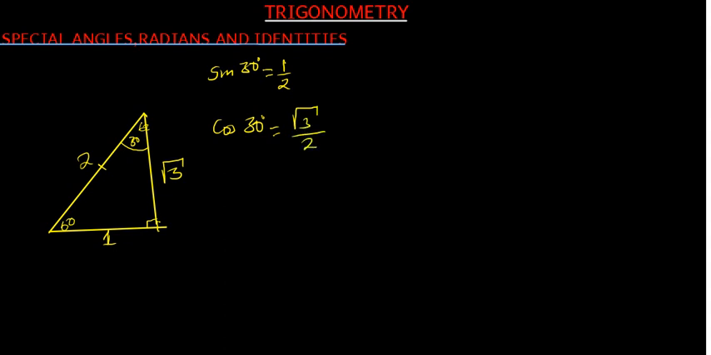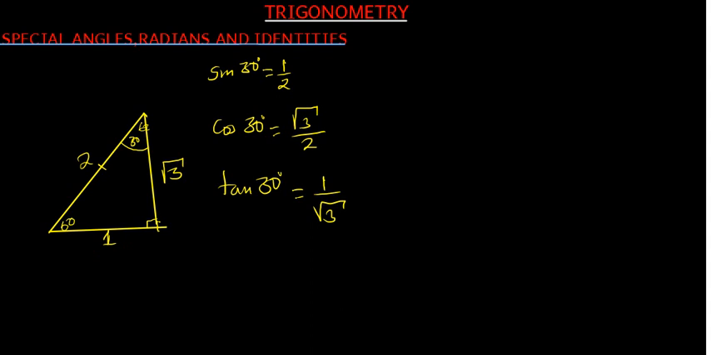And then if we go to tan 30, tan 30 is opposite over adjacent. The opposite is here, the adjacent is here. So that is 1 over root 3. So that is about 30 degrees.